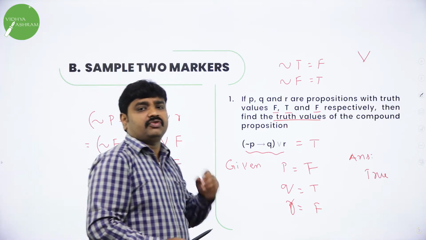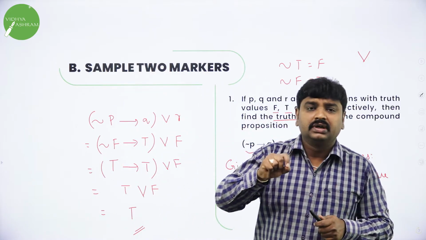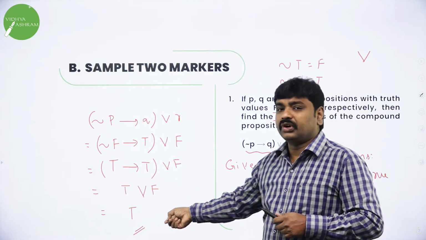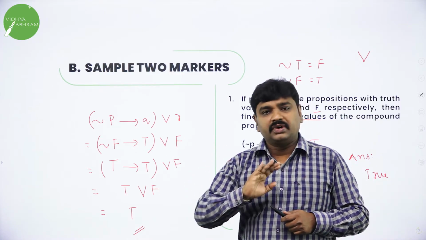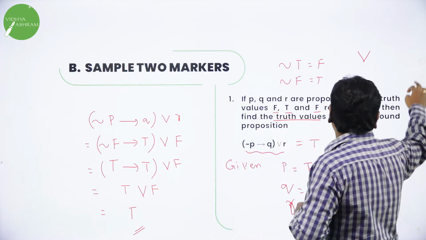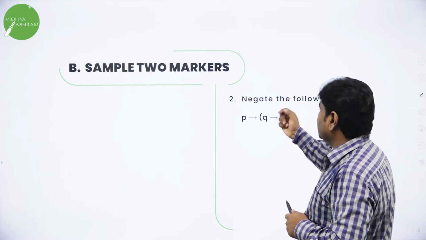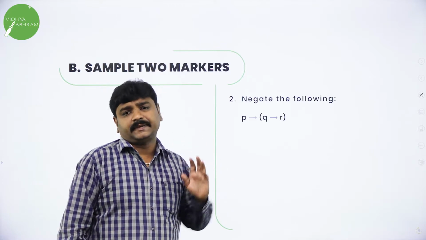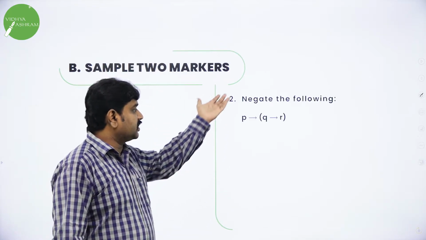So this is a type of question where they'll give the truth values of the propositions and a compound proposition. You should find the truth value of the whole compound proposition. Now we are done with truth value. Then they'll ask the other type of 2 markers, where they'll ask you to negate. So negate means negation of this.